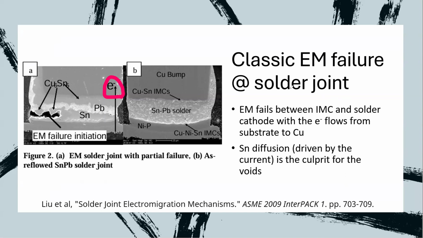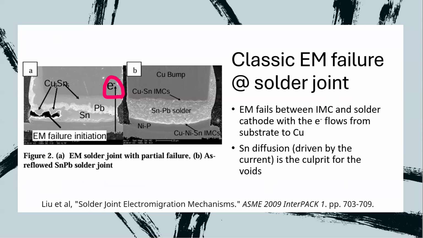For the solder failure, this is a classic one. Now you can see that there's a hole here. That is where the electromigration failure initiates; it will always happen here. People find out it fails between the intermetallic compound and the solder cathode, with electron flow this way. See the electron flow this way, it carries something with it. What exactly does it carry? It carries tin in this case as the culprit. Why would it carry tin, not the other material? You have copper here, you have lead here. Why not? Well, that's because tin has a lower melting temperature.